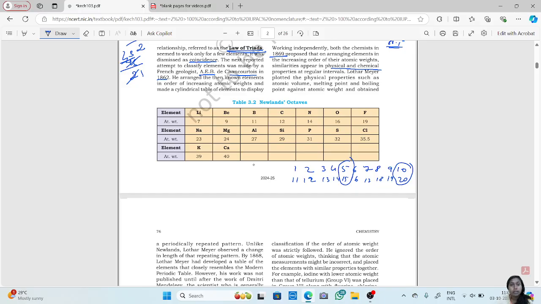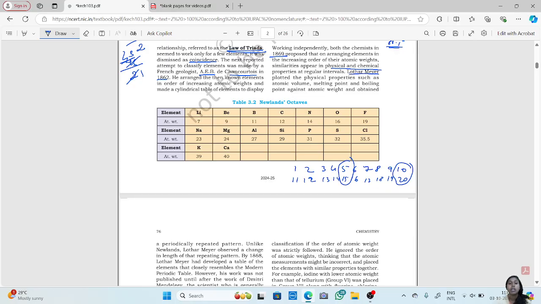Now Lothar Meyer plotted the physical properties such as atomic volume, melting point and boiling point against atomic weights and obtained a periodically repeated pattern. Now what did Lothar Meyer work on?